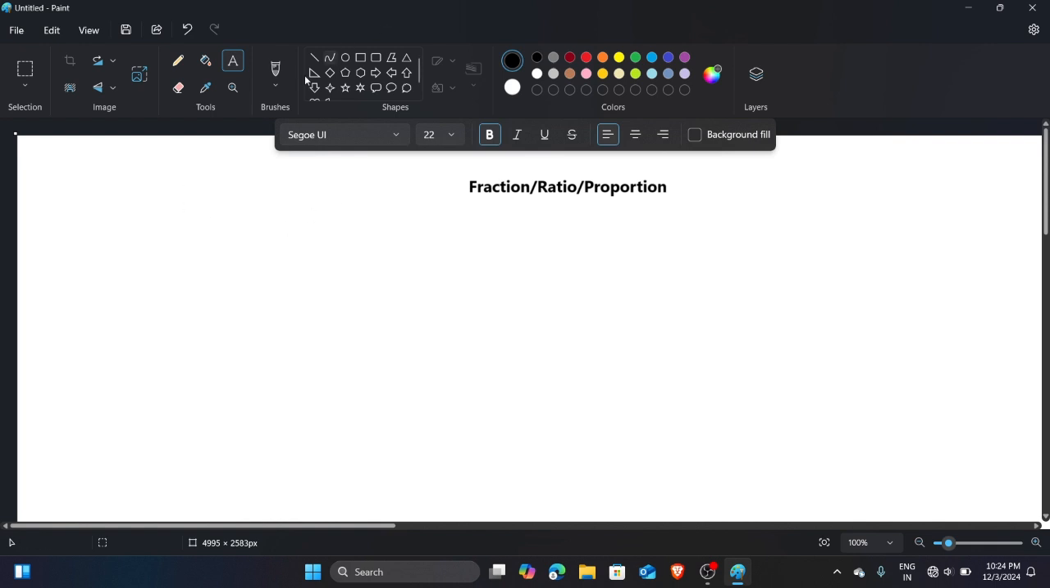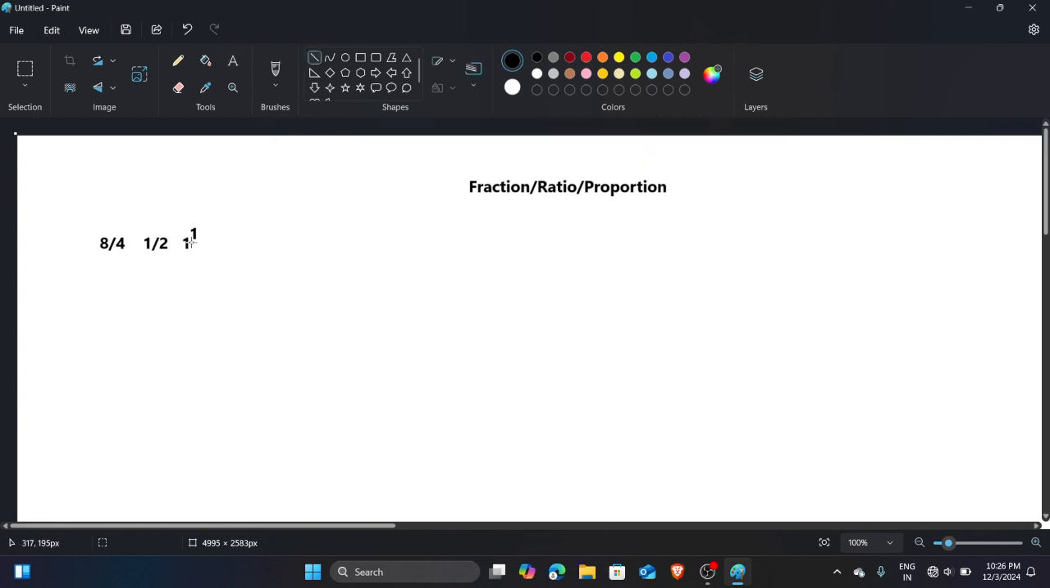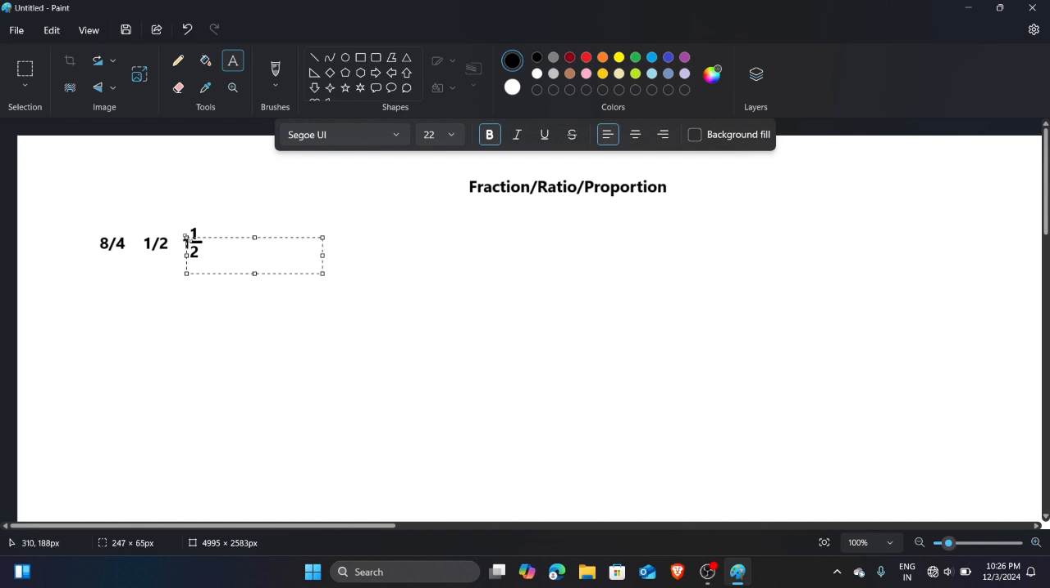Now, if we look at fractions, one type is like 8 by 4. It is a type of fraction. Another type is, suppose, 1 by 2, and one more here, which is nothing but 1. And again, suppose here is a 1 by 2. We generally see this type of fraction.